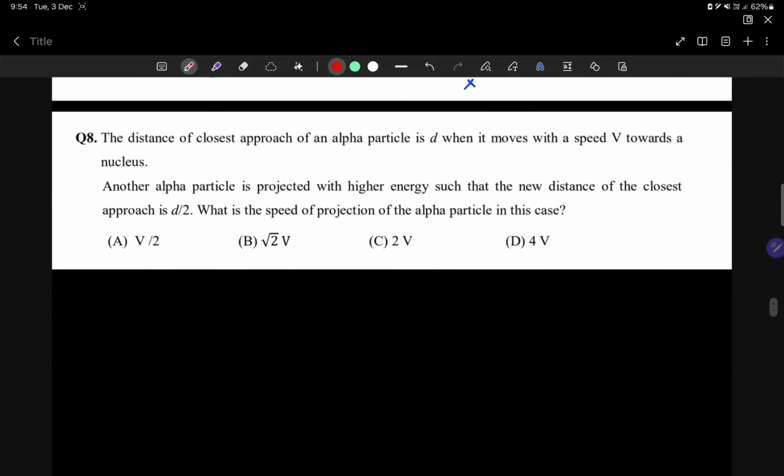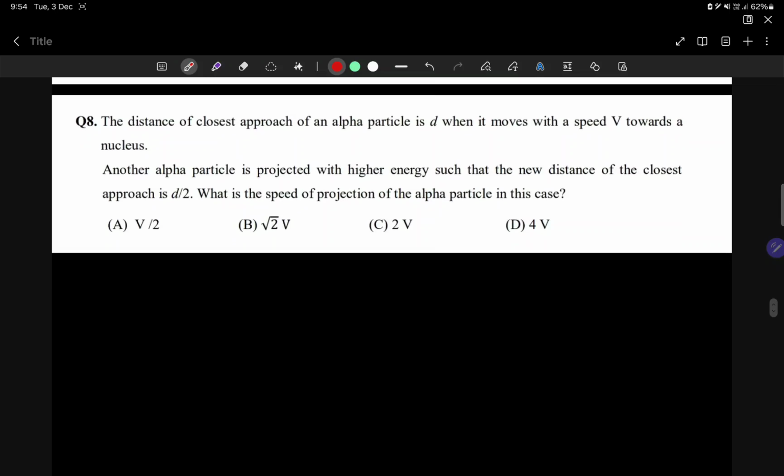Next, come to our question number 8. The distance of closest approach of an alpha particle is d when it moves with speed v towards a nucleus. So when the speed of the alpha particle is v, the distance of closest approach is d, as per the given question.